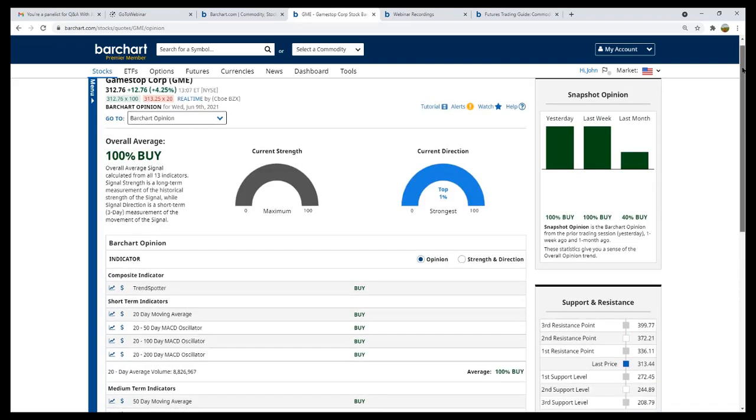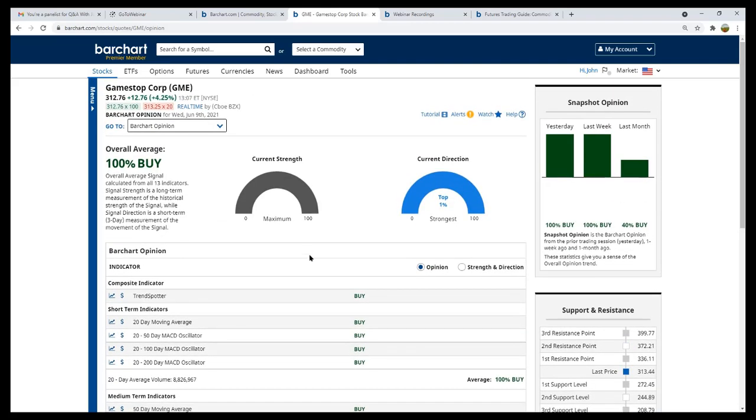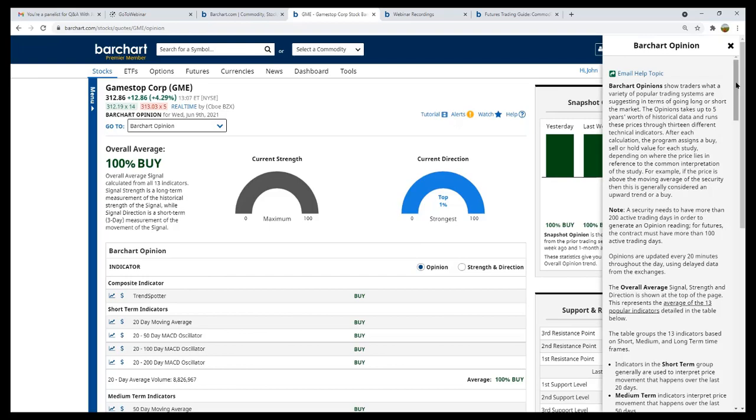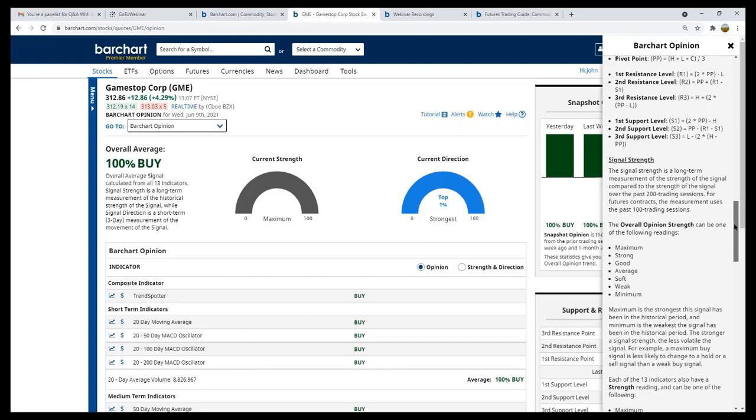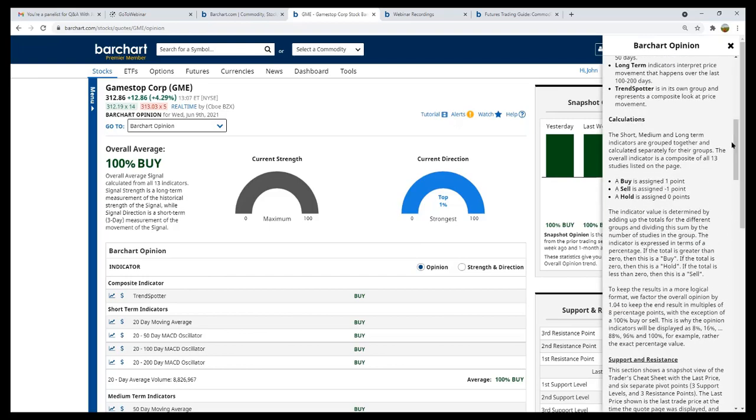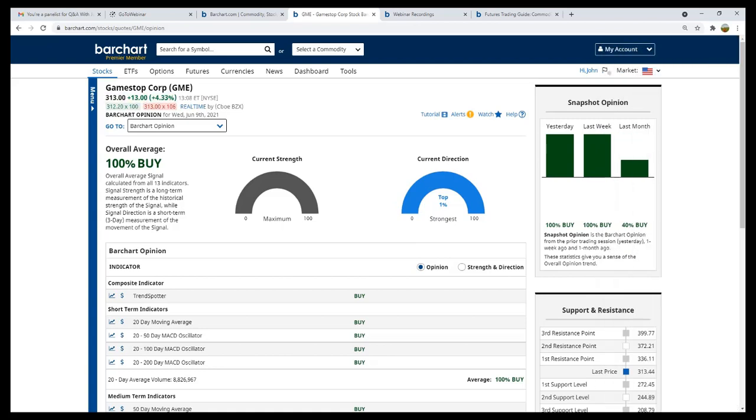Now, it's not as easy as just all 13, 100%, right? There is a formula that we use on this one. That formula is based on assigning points to the different signals, and that's where you'll get those 24%, 28%, 48%, 56%, 8%, right? That's how we get that percentage number. But if all of them are saying buy, then it's going to be 100%.